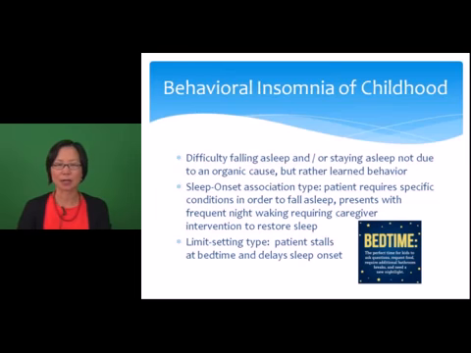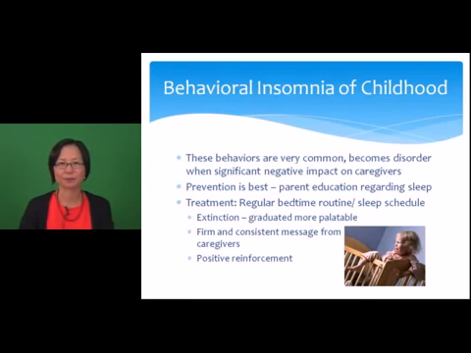The limit setting type are those children that stall at bedtime and they delay their sleep onset. These behaviors are so common, and the disorder becomes significant when it has a really negative impact on the caregivers. Now, the best treatment is prevention. You really want to educate parents regarding sleep and sleep hygiene early before they have these problems. But unfortunately, a lot of times we end up with patients that already have problems, and then we need to focus on treatment. They really need regular bedtime routines and a clear sleep schedule.